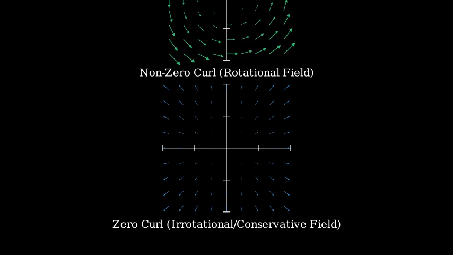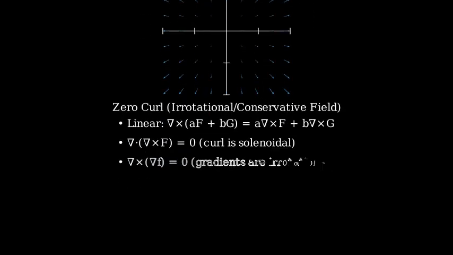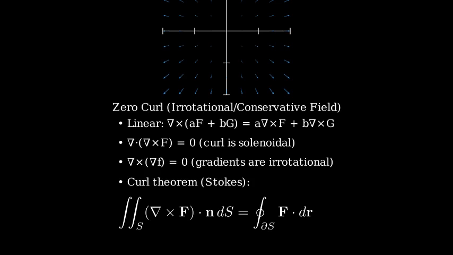The curl has several important properties. It's a linear operator. The curl of a sum is the sum of the curls. The divergence of a curl is always zero. Del dot del cross F equals 0. The curl of a gradient is always 0. Del cross del f equals 0. And it's related to Stokes' theorem, which relates the circulation around a closed curve to the curl through the surface it bounds.